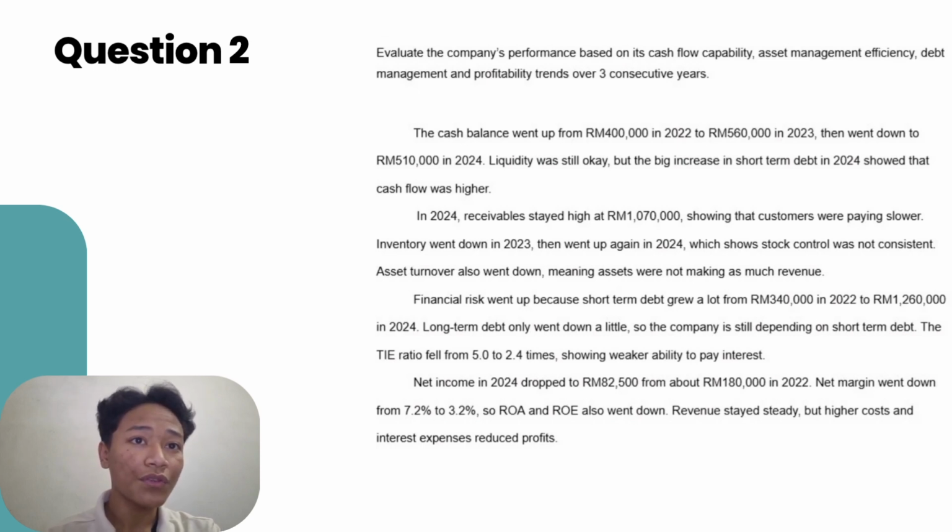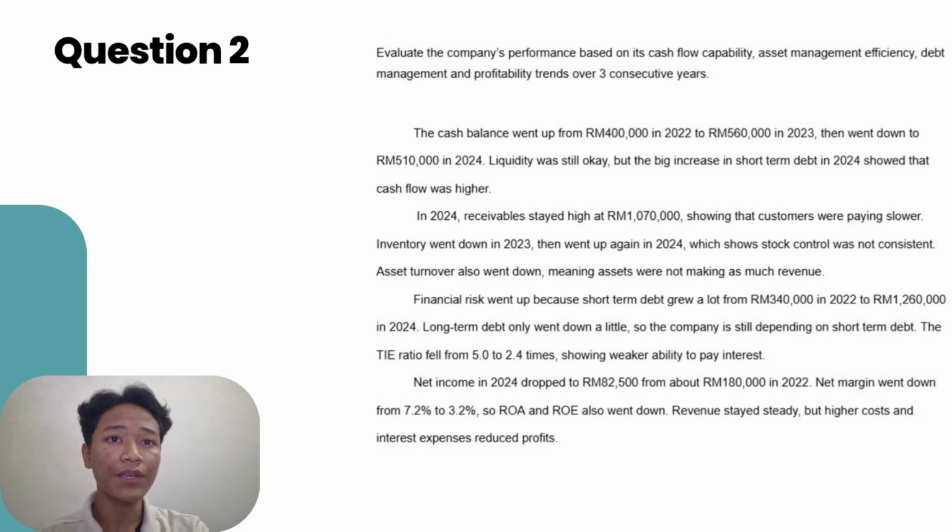While in 2024, receivables stay high at RM 1,700,000, showing that customers were paying slower. Inventory went down in 2023, then went up again in 2024, which shows stock control was not consistent. Asset turnover also went down, meaning assets were not making as much revenue.